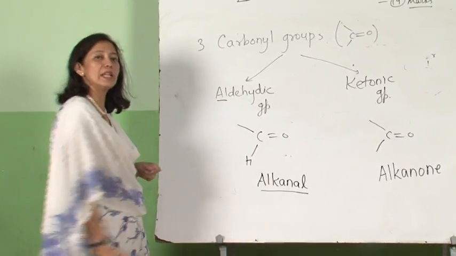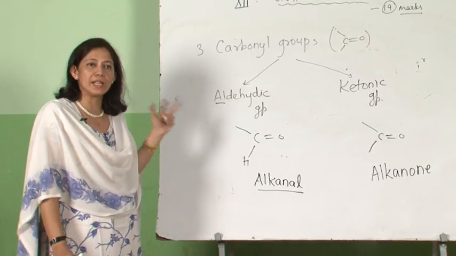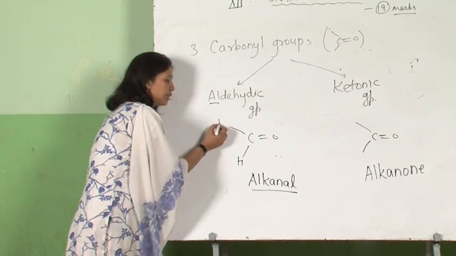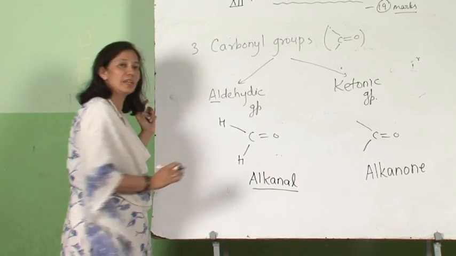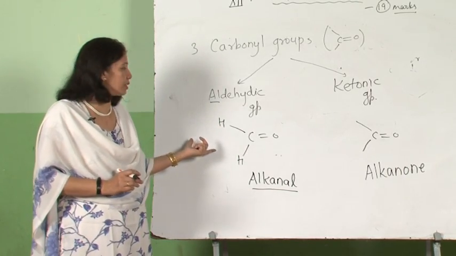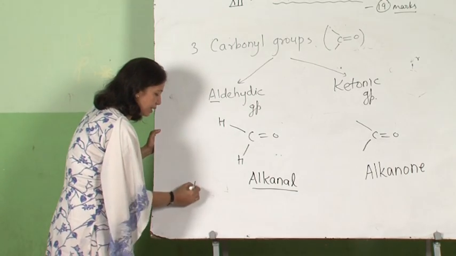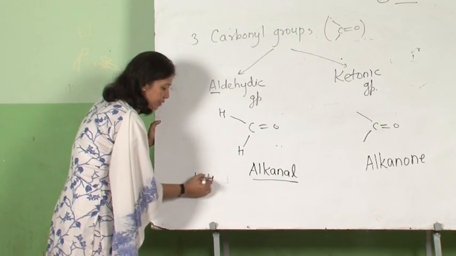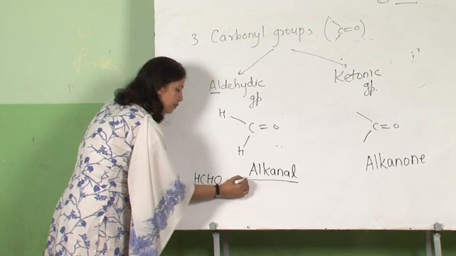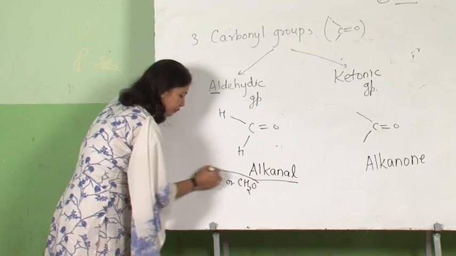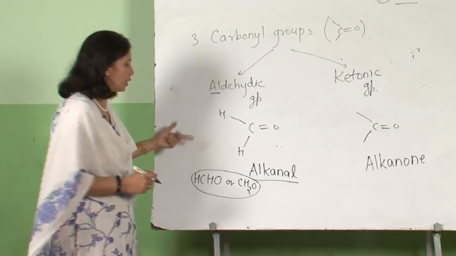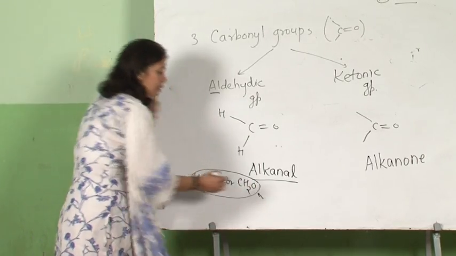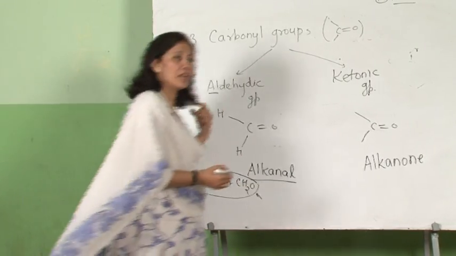Now, in case of alkanal, the simplest aldehyde, here if I just put an H, this becomes the simplest aldehyde. And now how do I give a name for the simplest aldehyde? This one I can write here as either HCHO, or this can be even clubbed as CH2O. One of the example I have quoted here, the simplest aldehyde. What name can we give to this? Alkanal.